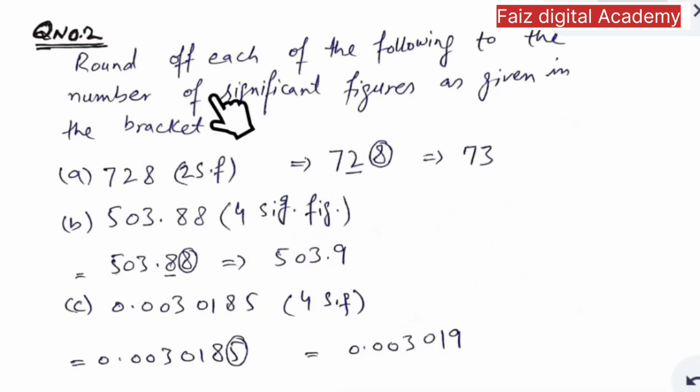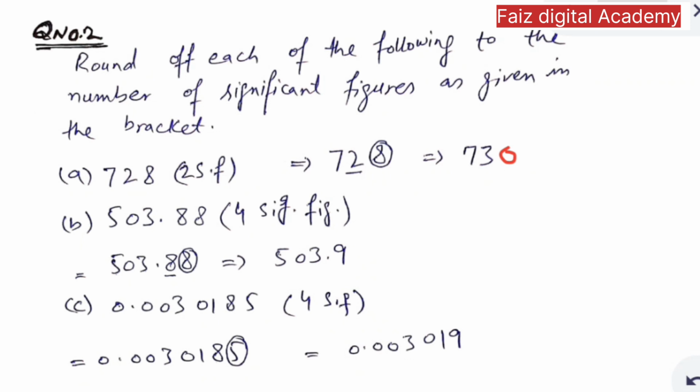In question number 2, we have to round off each of the following to the number of significant figures given in the bracket. The first question is to round off 728 to 2 significant figures. So the second number is 2. We have to round it off, and the fate of the 2 is decided on the basis of the next number, that is 8, and because it is greater than 5, 1 will be added to this 2 and it will become 73. And again a 0 will be written in that place.